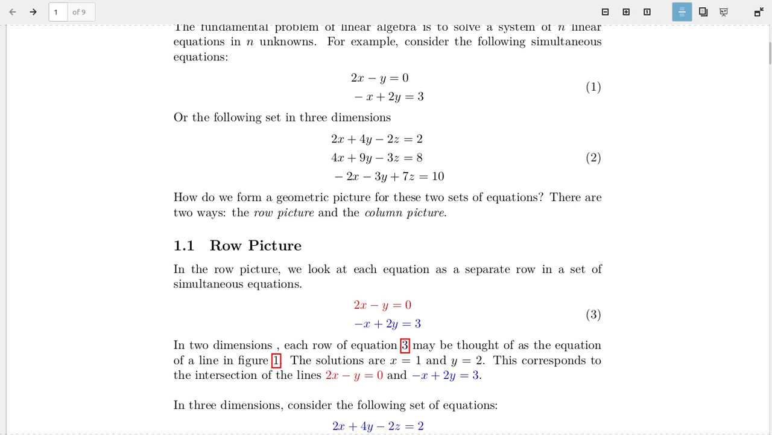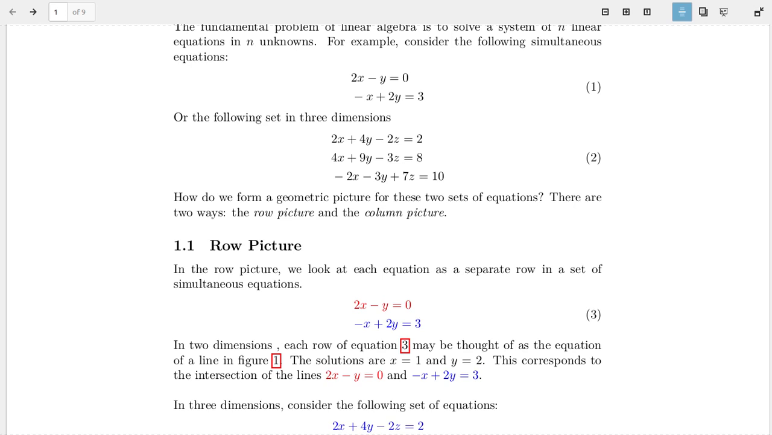So, for example, equation 3: 2x minus y equals 0. It's in red for a reason, and you'll see what the reason is. And negative x plus 2y equals 3. Now, you know by inspecting, through methods that you learned in high school, that the solution to this equation is x equals 1 and y equals 2.